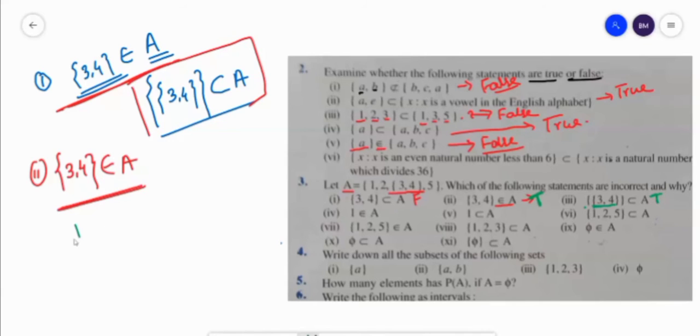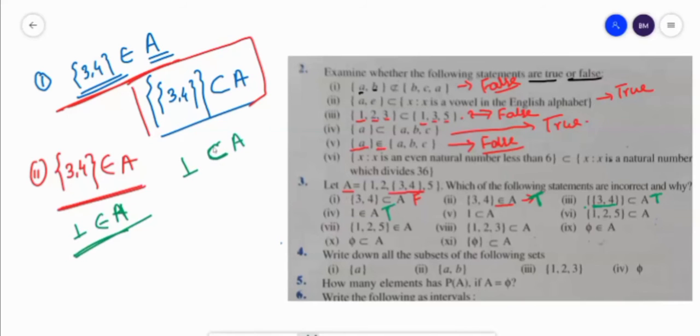Now number 4, 1 belongs to A. Clearly 1 belongs to A. 1 is an element of A. So this is true. Number 5, 1 subset of A. An element cannot be a subset.